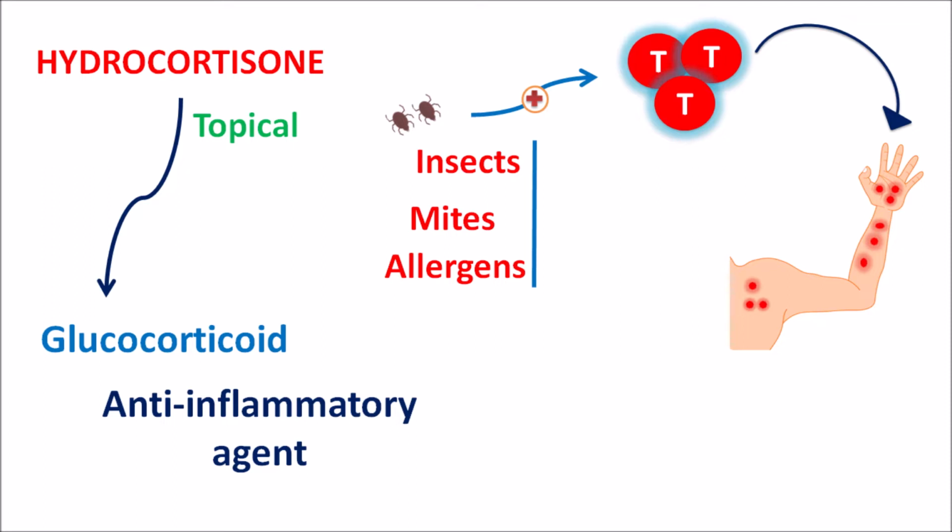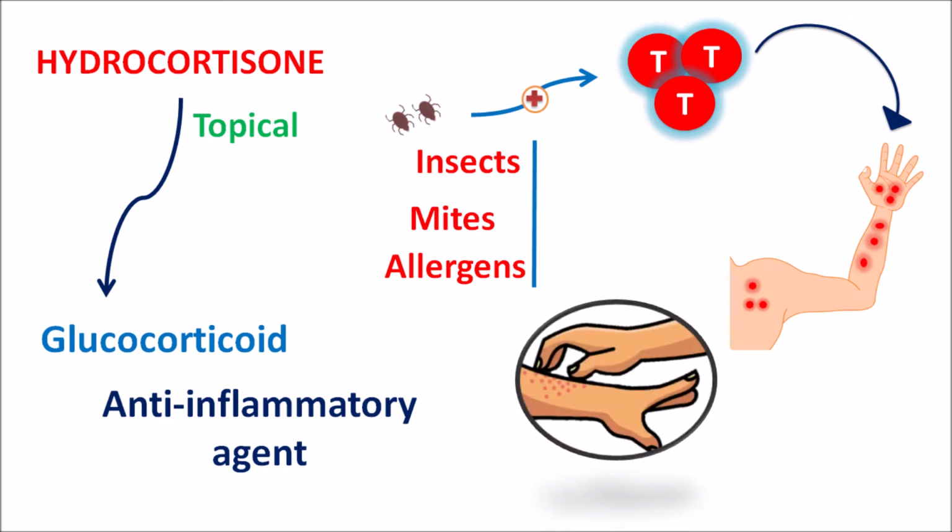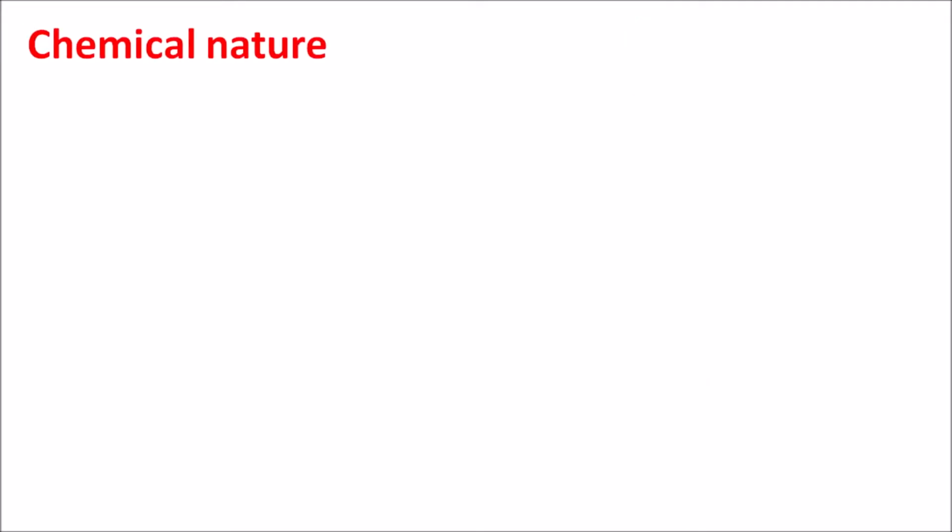So this tenderness, redness, swelling, all these can lead to an increased itching response which can be treated by hydrocortisone applied by topical route. So today in this video we are going to see how this hydrocortisone acts, what are the important precautions, side effects, and what is its chemical nature. All these things we will discuss in this video. First of all, let us see the chemical nature of this drug.